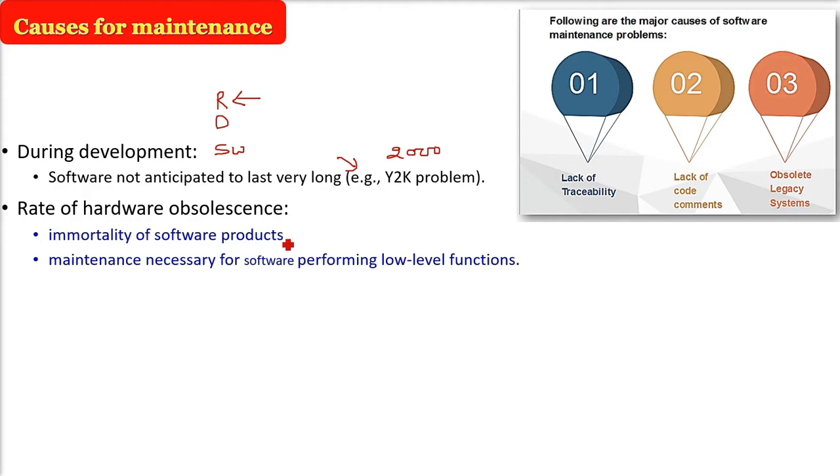Rate of hardware obsolescence. Software never dies. If you take a car, a good car, 10, 15, even 50 years, the car is going to die. A car is not immortal because it is hardware. It will succumb to its wear and tear. But software never does. But maintenance is necessary for software performing lower level functions.